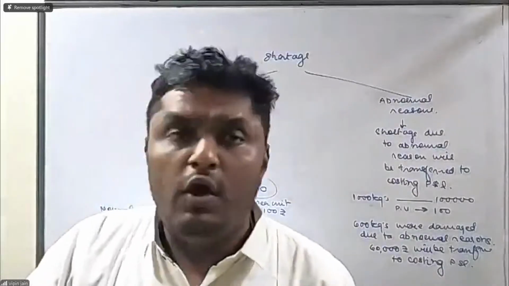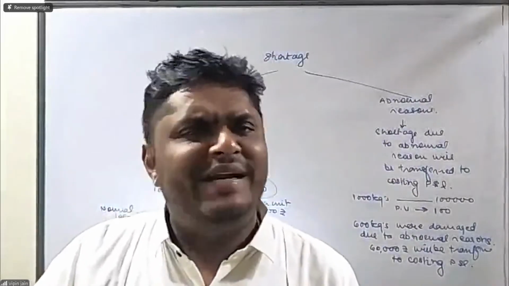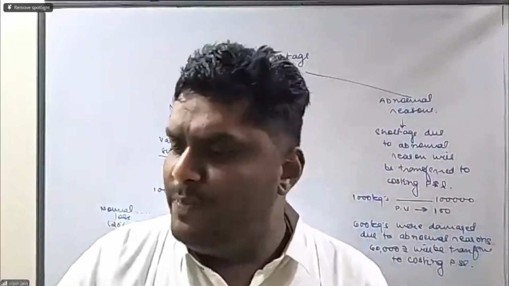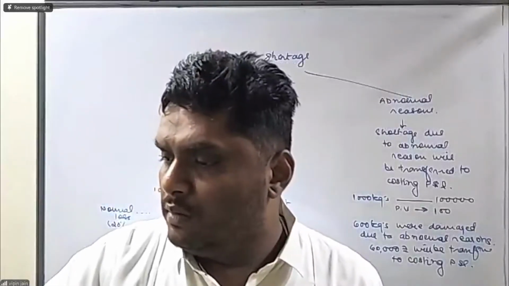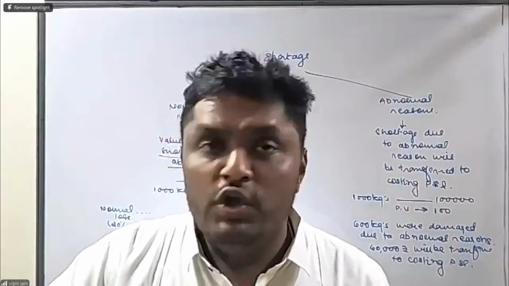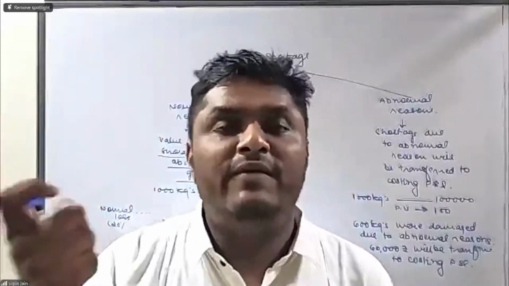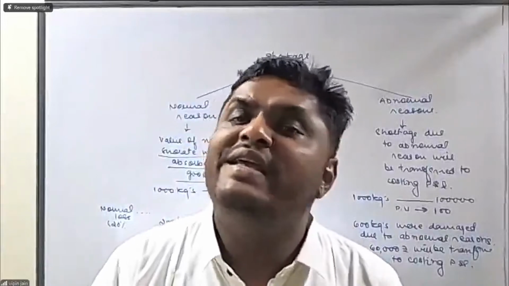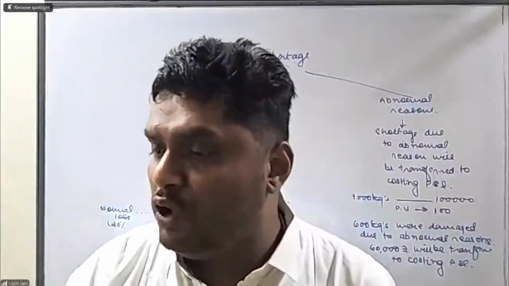So Yukta, when talking about the normal loss, it can be predicted well in advance depending upon the market pattern and the company's past experience. Shortage means that we purchase raw material of 1000 kgs, but we are getting only 958 kgs in our hand. This is what we call shortage.